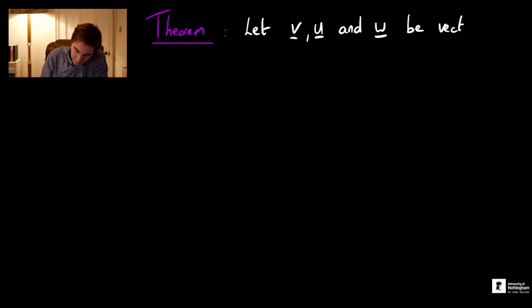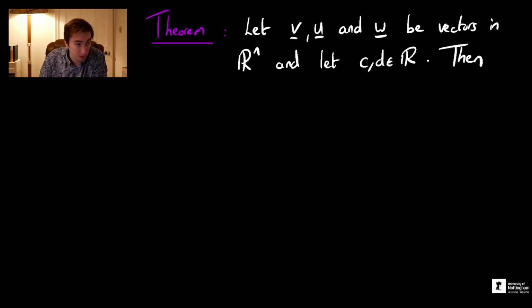And we're going to start off by just taking three general vectors. Let v, u, and w be vectors in Rn, as per our definition before. And we'll take two scalars, c and d, in R. Then we have a lot of different properties now. So let's start with our first one.